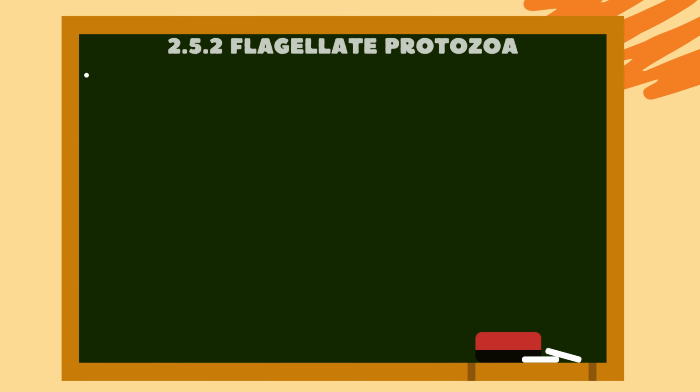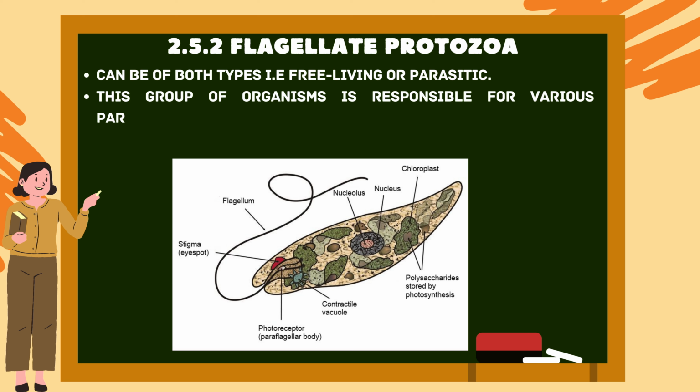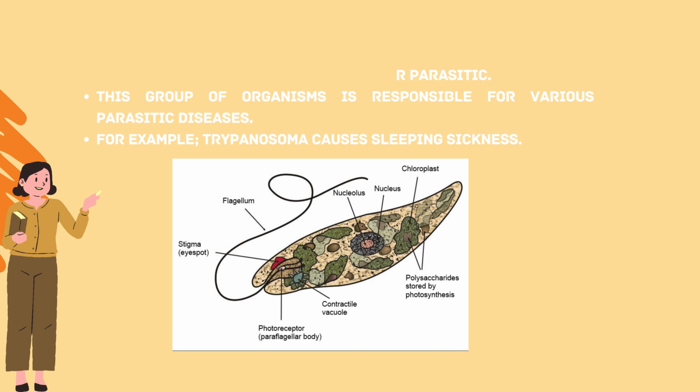amoeba. Flagellate protozoa can be either free-living or parasitic. This group of organisms is responsible for various parasitic diseases. For example, Trypanosoma causes sleeping sickness.